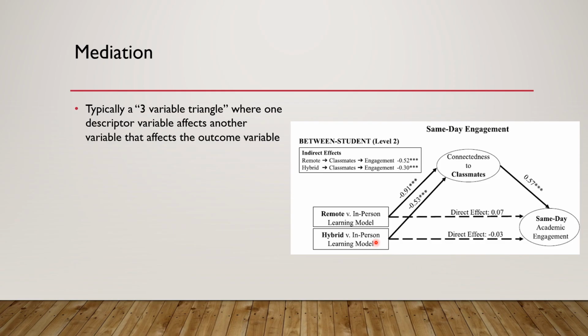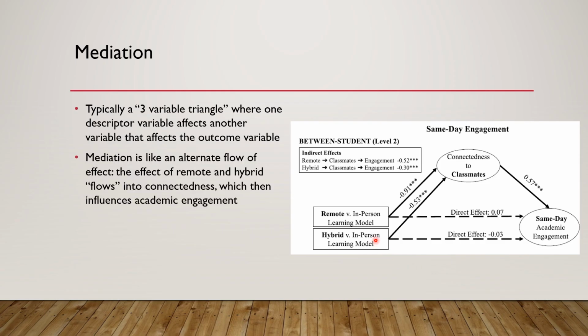Now we know this is a mediation because it's like an alternate flow. The mode of learning that they were in didn't directly affect the same-day academic engagement. But there is a path that is statistically significant, because we can see those 3 asterisks right there, from your modality to your connectedness that you rated, and then your connectedness impacts your same-day academic engagement. So it's not a direct effect, but it is an indirect effect.